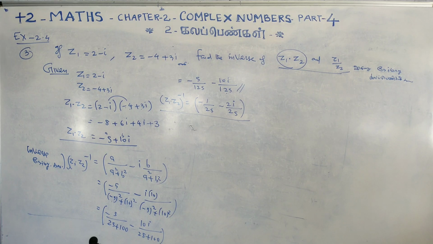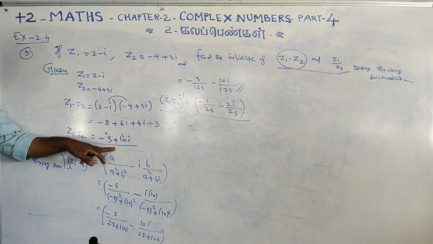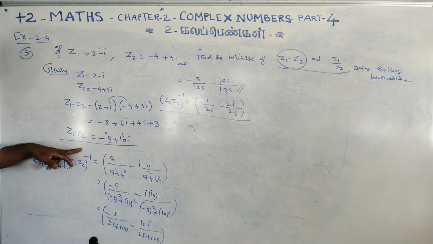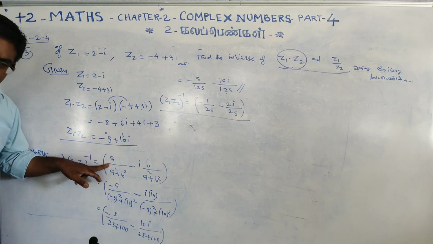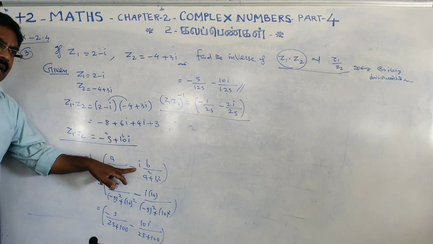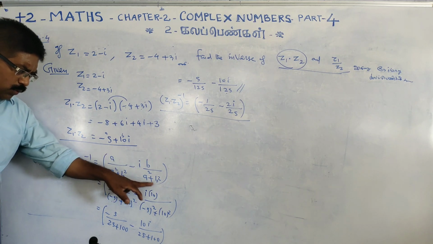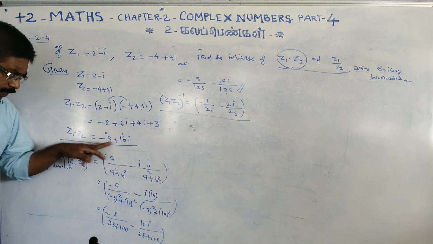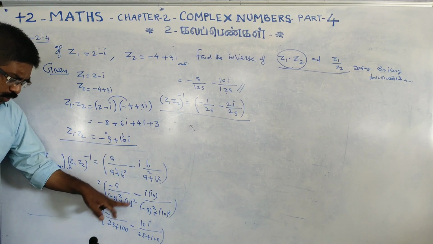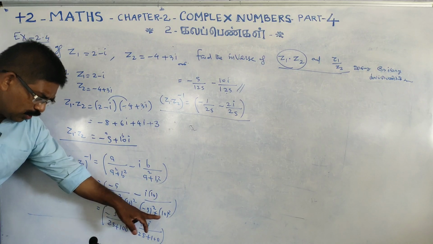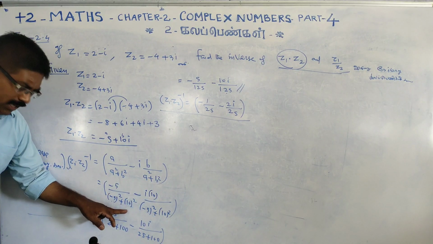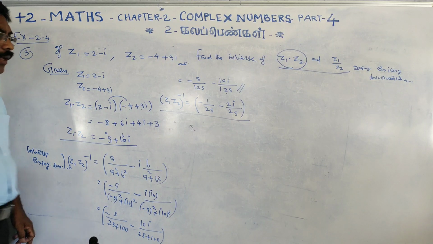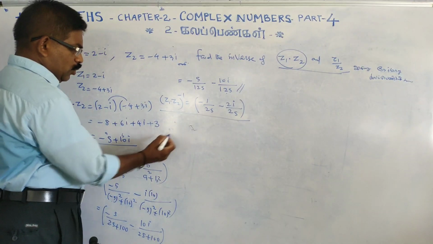How can we do the problem? First, we multiply the two complex numbers z1 into z2. Then the inverse of the complex number equals a by a square plus b square minus I into b by a square plus b square. This is a, this is b. Square gives 25 plus 100, 125, and I have cancelled it.